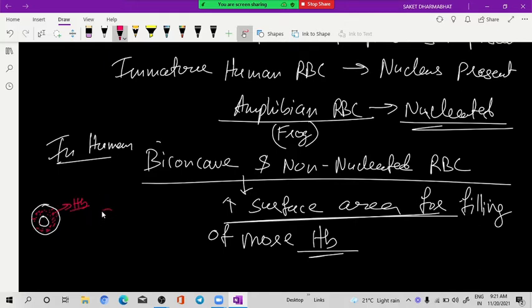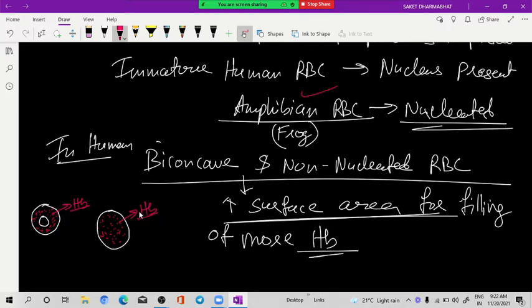But in our human RBC, there is no nucleus. So more quantity of hemoglobin can be filled in human RBC. Understood? So that's why God has created the RBC of this amphibian bigger in size. Why? Because they have a nucleus. Human RBC is smaller in size because we don't have the nucleus.